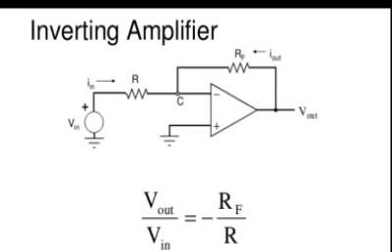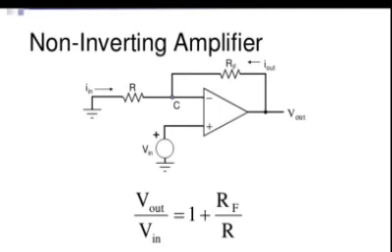Simple. So if I connect the feedback with the help of a resistance, that is a feedback resistance, I am connecting the output to the input. Now with the feedback, the gain of the inverting amplifier is minus RF divided by R.